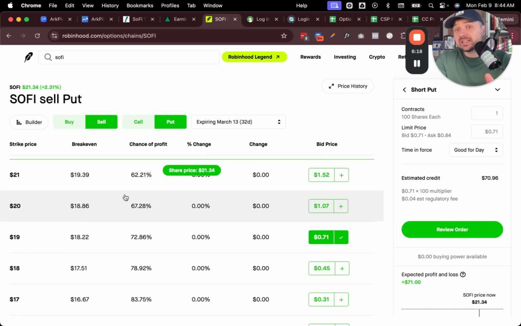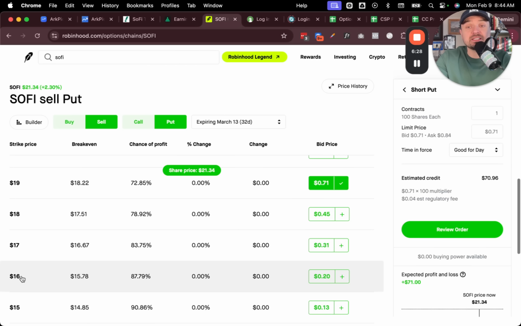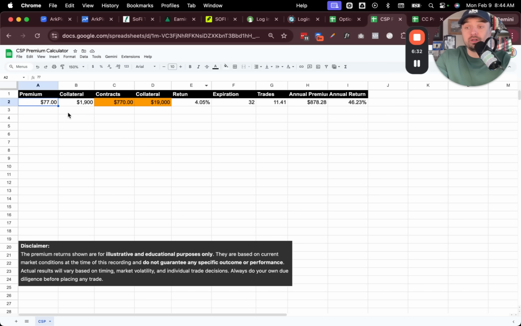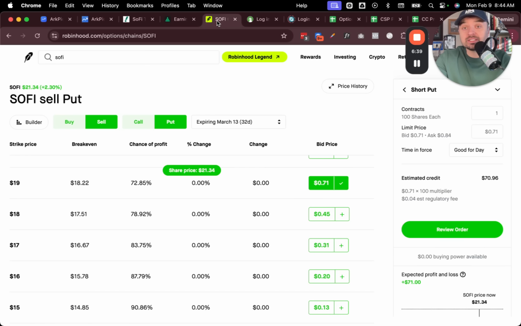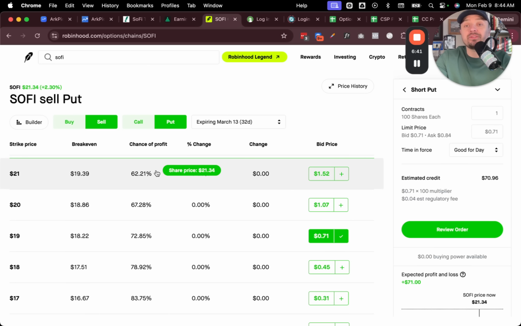But the big risk, the biggest risk of this strategy, is let's say on the 13th, SoFi is trading below 19. Let's say it's trading at 18, 17, 16. You are buying your shares at 19, even though the stock may be trading at 18 or 17. This is why I stress to only do this strategy on stocks you have a high conviction in.